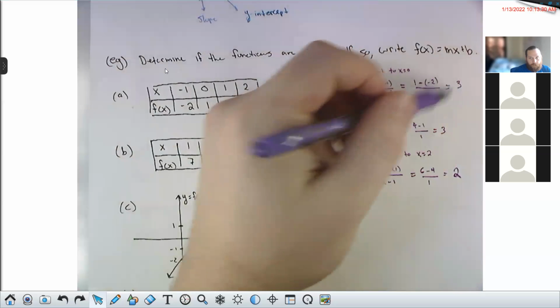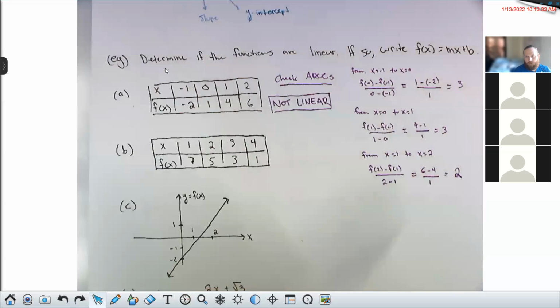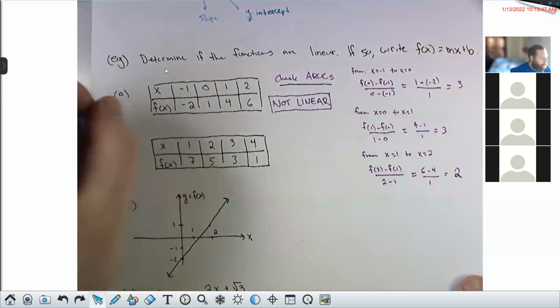Right, average rate of change 3, average rate of change 3, average rate of change 2. It doesn't have a constant slope. The slope changed, right? And a straight line can't have its slope change. All right, so this was all for part A.